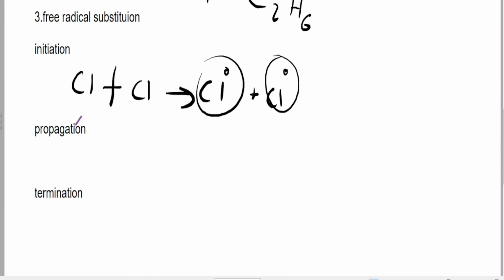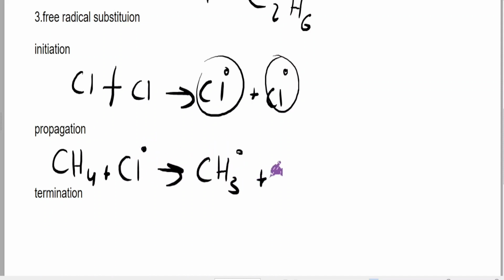The next step is propagation. Propagation is when you take the alkane, let's say CH4, and you react it with a free radical, let's say a chlorine free radical, and what you get is a free radical plus HCl. And this propagation reaction will continue until you have a free radical.